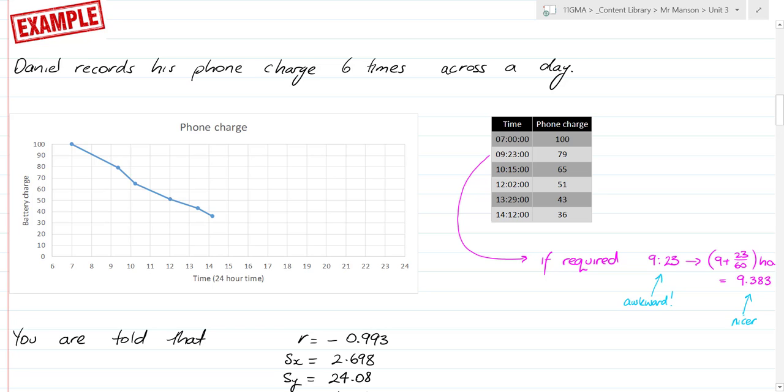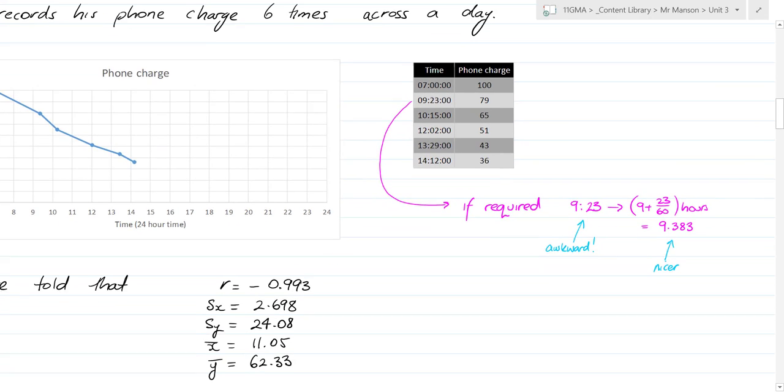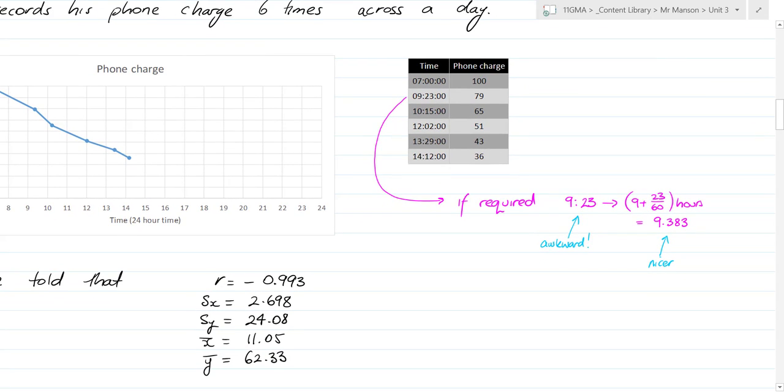Okay, so 9:23, as I've written it here, is awkward. 9.383 is nicer, and it fits on our graph better. So just be really wary that the minutes and the seconds in any time scale are measured in groups of 60, not groups of 100. So you might have to do that conversion, otherwise you'll find that you are out a little bit. In an exam, it's quite unforgiving.